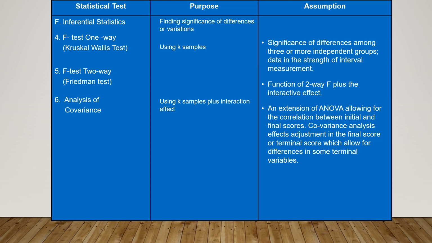Then the sixth inferential statistic, we have the analysis of covariance. The purpose: using the K-sample plus interaction effect. The assumption: an extension of ANOVA, allowing for the correlation between initial and final scores, covariance analysis, effects, adjustment in the final score or terminal score, which allow for differences in some terminal variables.